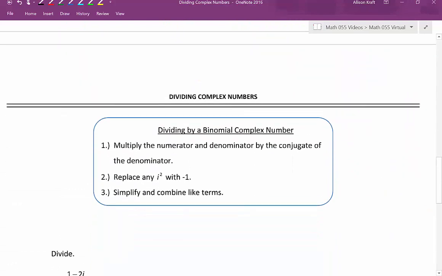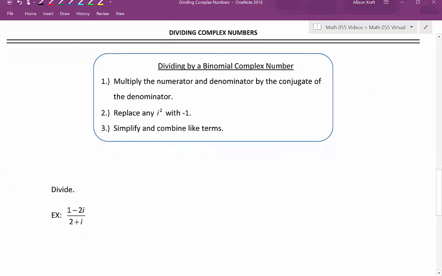Now let's look at dividing by a binomial complex number. This is just like rationalizing radicals when you have a binomial in the denominator. We're going to multiply the numerator and the denominator by the conjugate of the denominator. Recall that the conjugate is the exact same thing, but the middle sign is changed. We'll multiply, replace any i squareds with -1, simplify, and combine like terms.